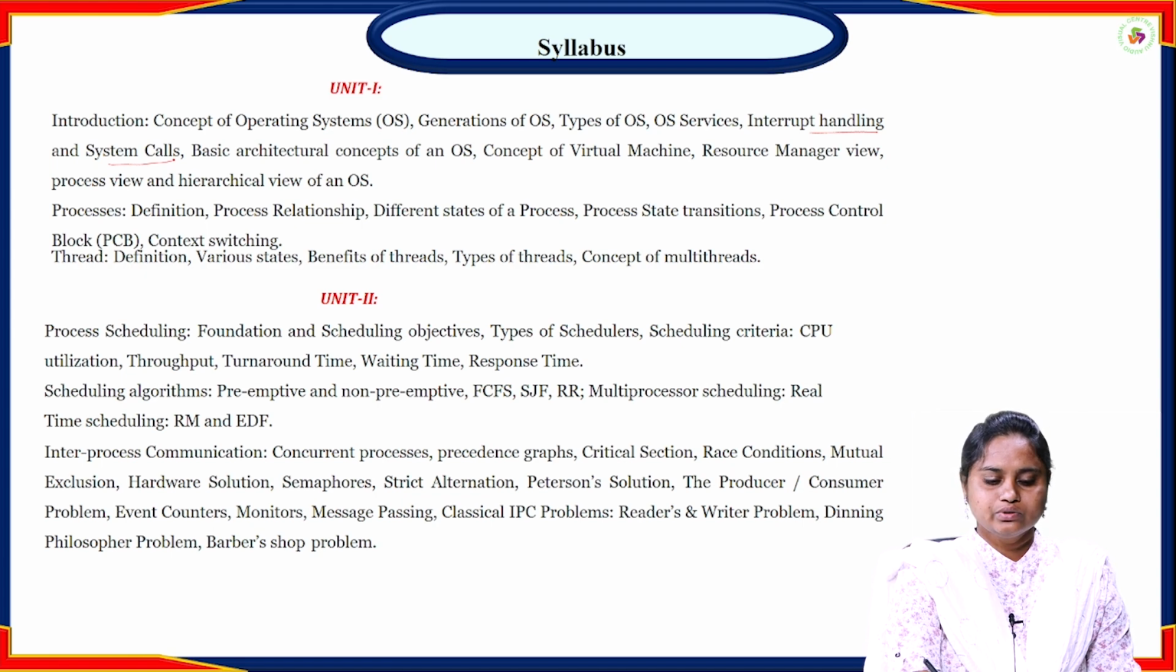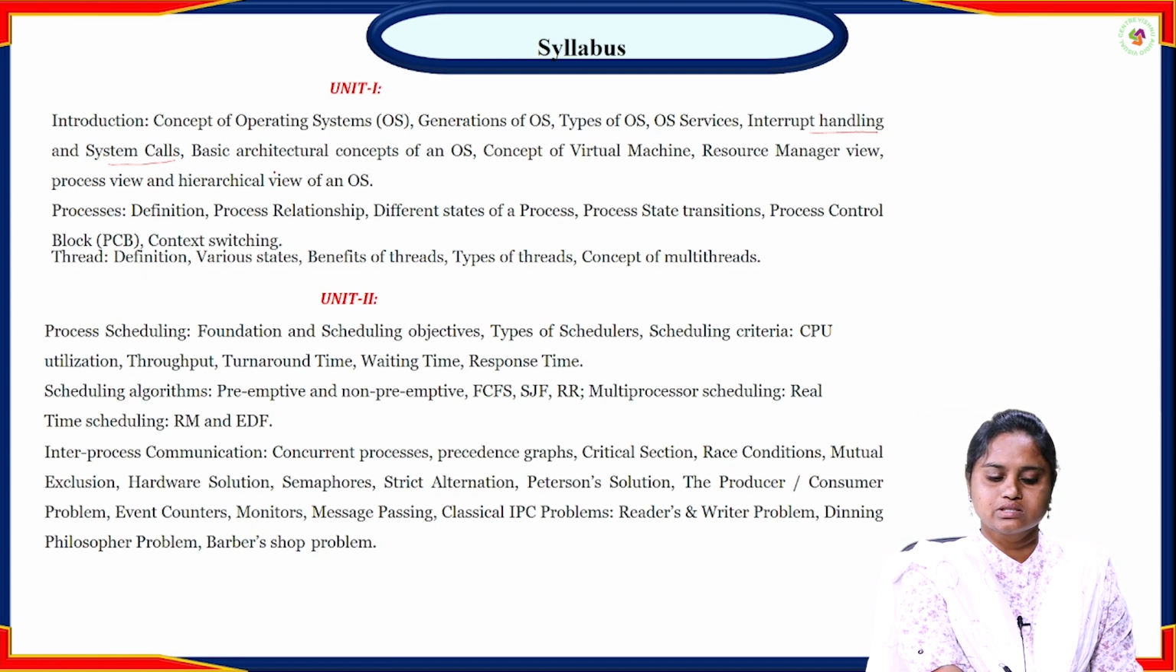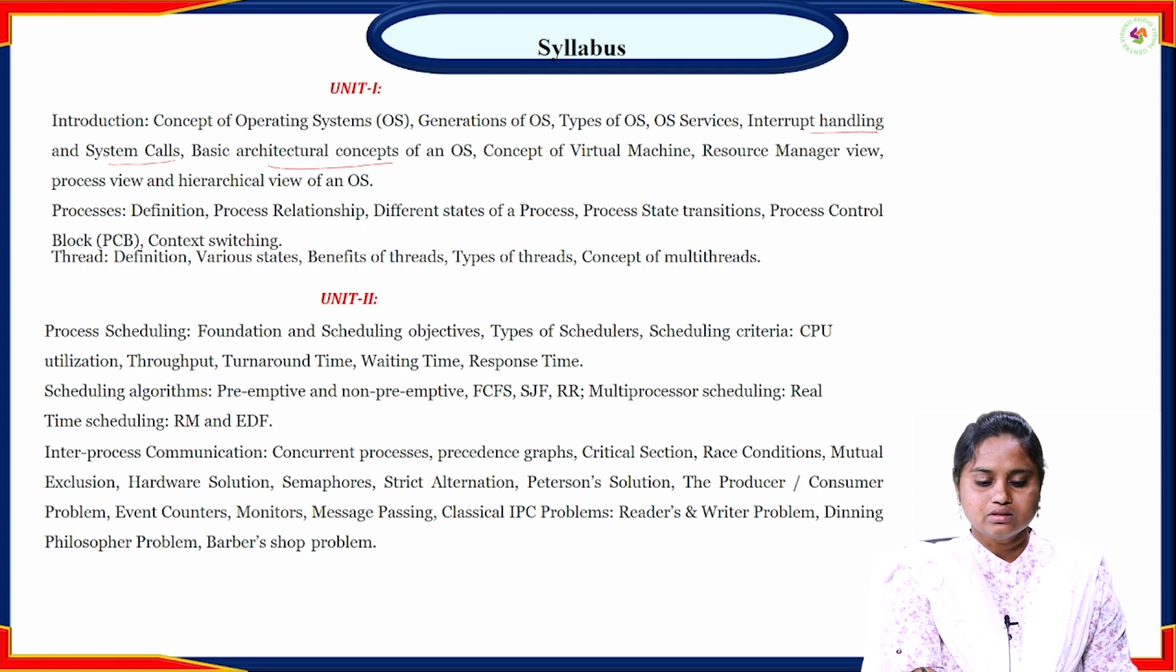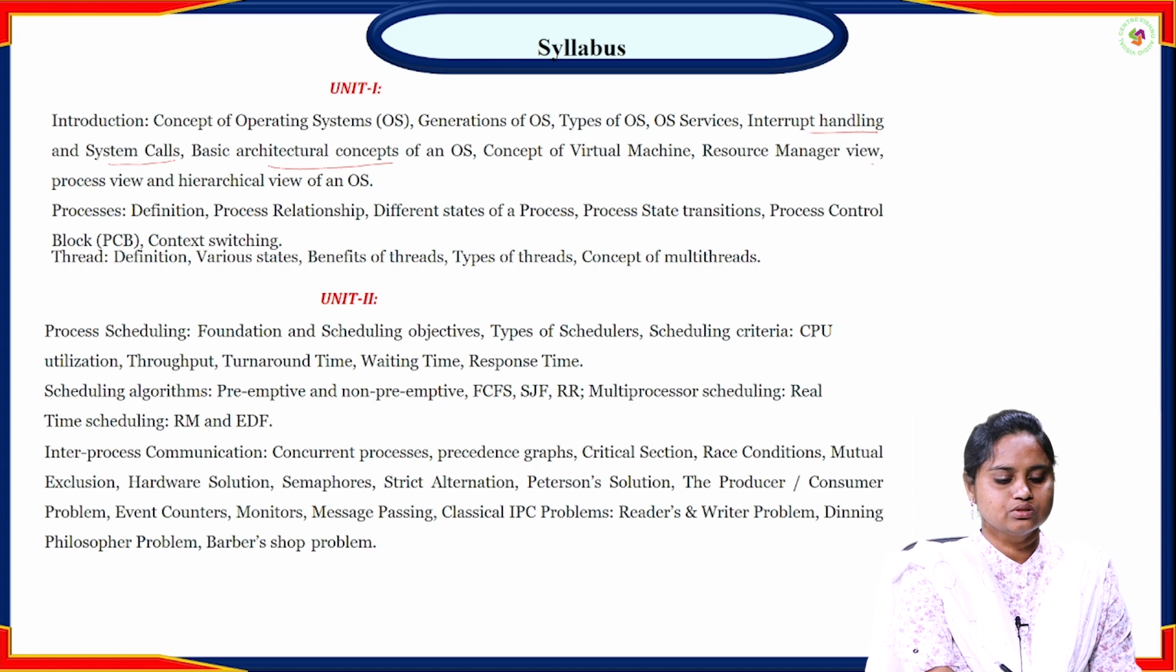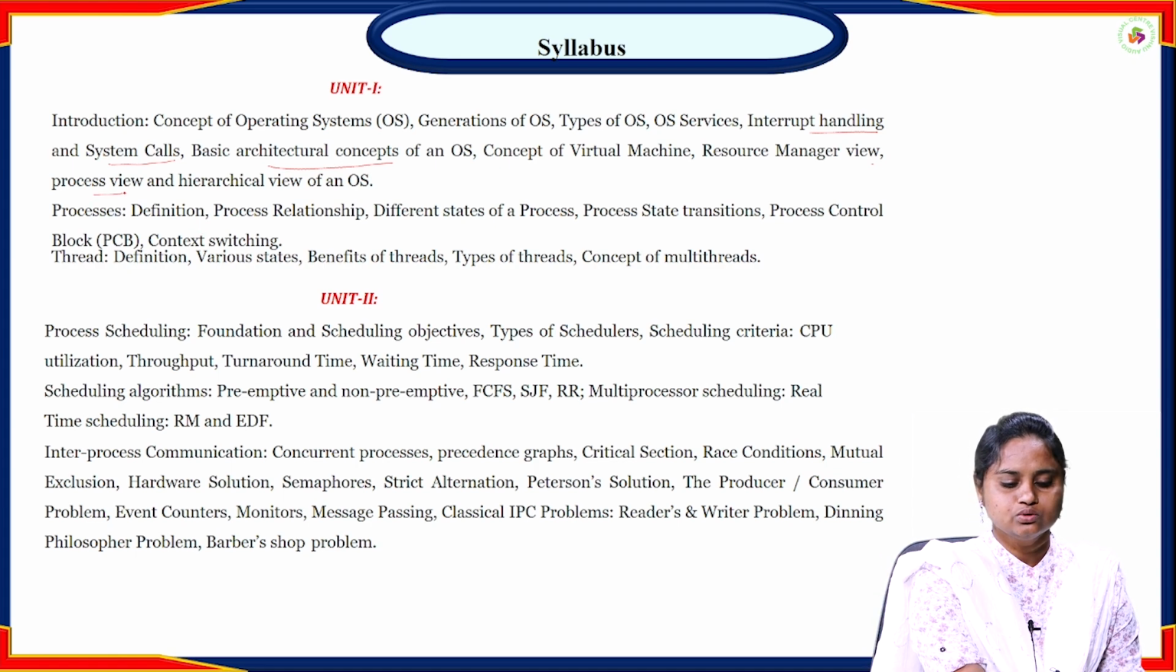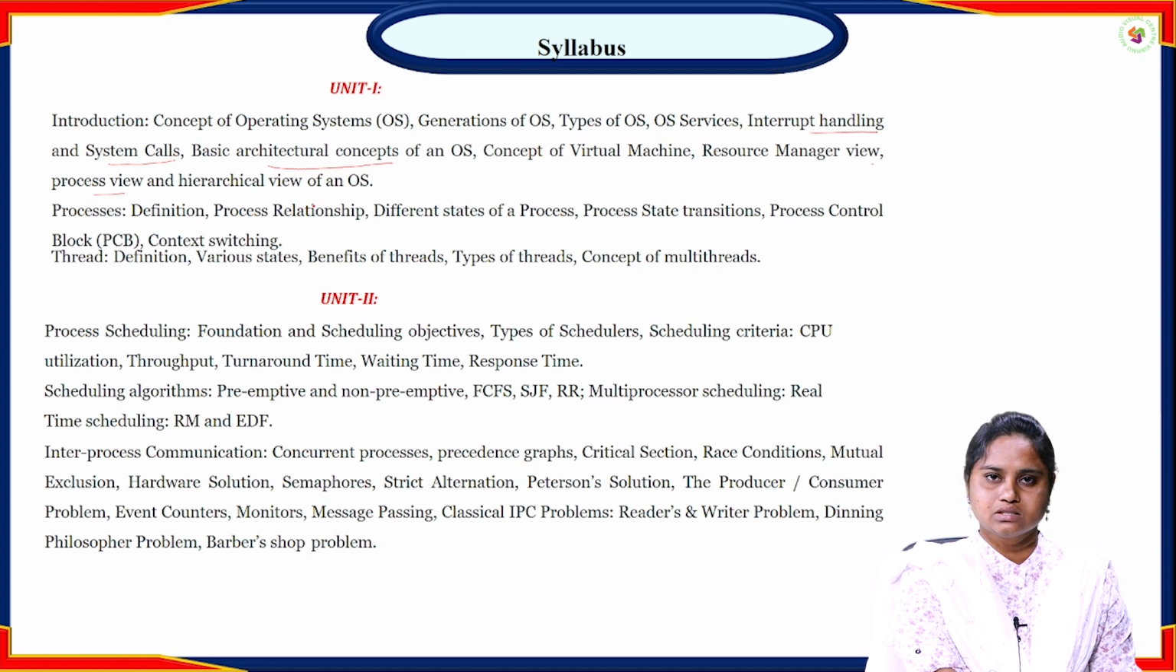And after that, we have two types of architectures here. One is operating system architecture, and the second one is computer architecture. And after that, the concept of virtual machines is there, and the views concept is there. In this views concept, we are going to learn about three kinds of views: one is resource manager, the second one is process view, and the third one is hierarchical view.